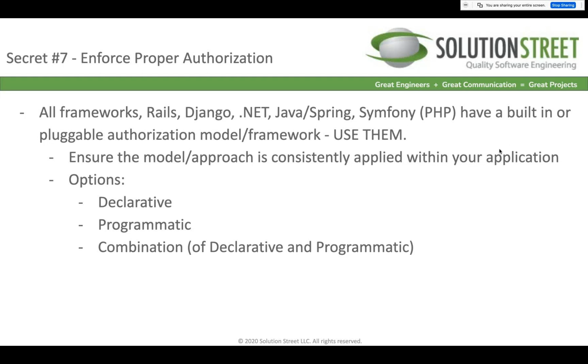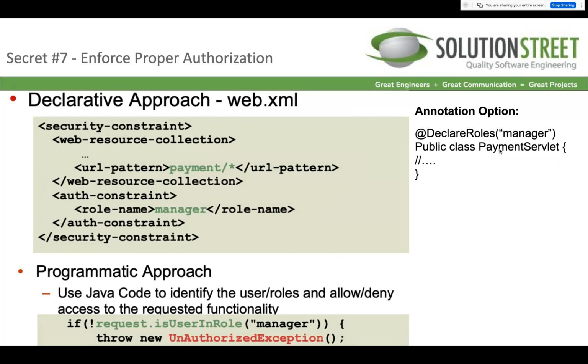So again, the secret here is really enforcing proper authorization. All frameworks have something, just like on the authentication side. On the authorization side, they have some sort of pluggable model or framework. They usually have a declarative option, a programmatic option, and a combination of the two. We usually recommend a combination of the two.